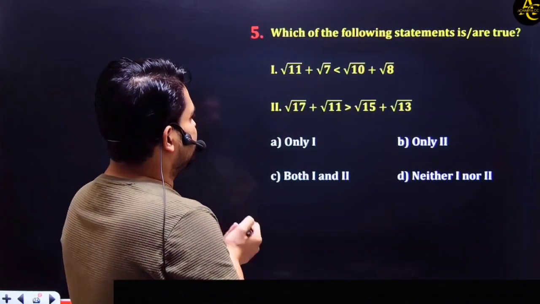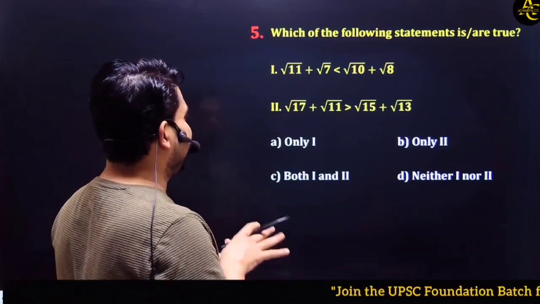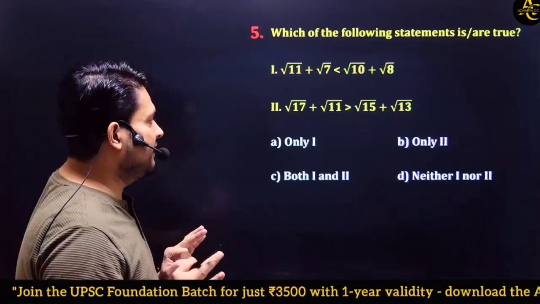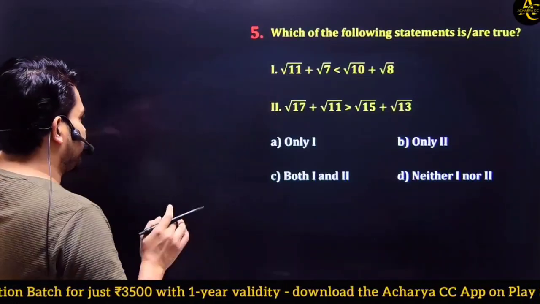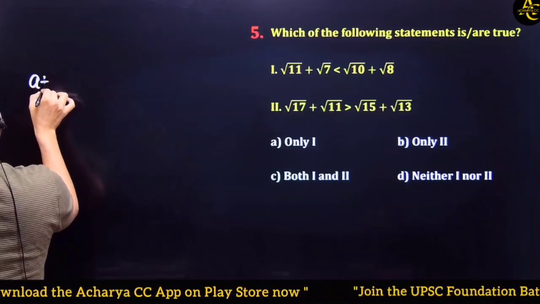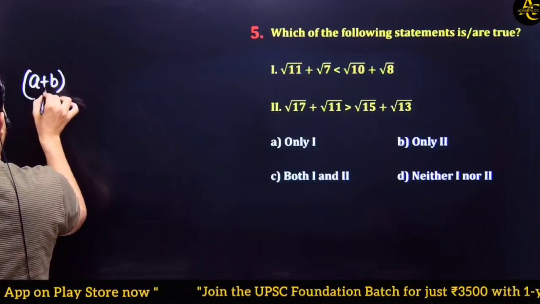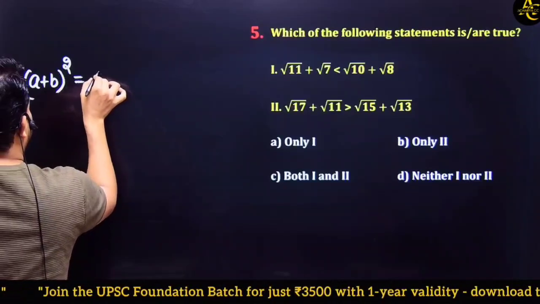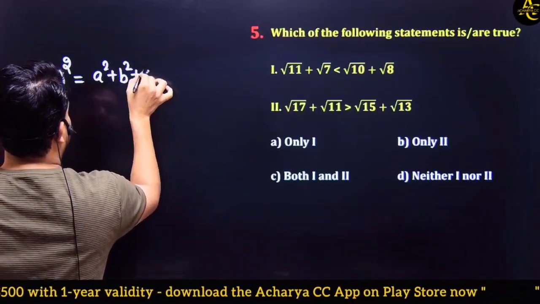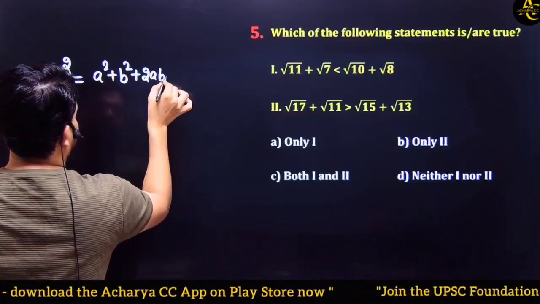Of the following statements, which are correct? I will tell you a method. If you make that method clear in your mind, then you will answer this question without pen and paper. You have to remember a plus b. In your previous class, you studied that (a plus b) whole square is equal to a square plus b square plus 2ab. The same concept is followed here.